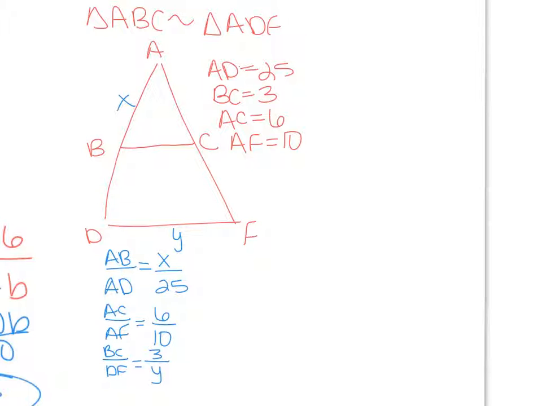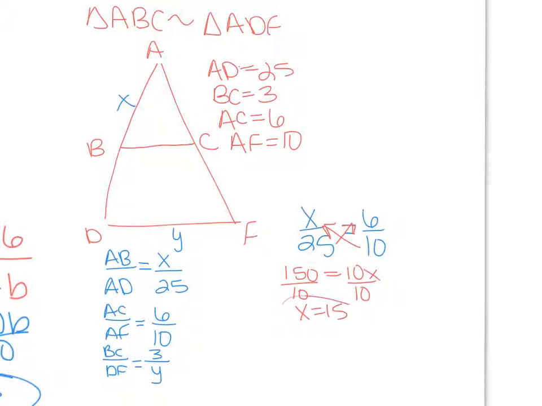Now we need to set it up. Let's set these two equal to each other first. So I'm going to have X over 25 equals 6 over 10. Just like the last one, use our cross products. 25 times 6 gives me 150. 10 times x gives me 10x. Divide both sides by 10. So x equals 15. That side AB measures 15.